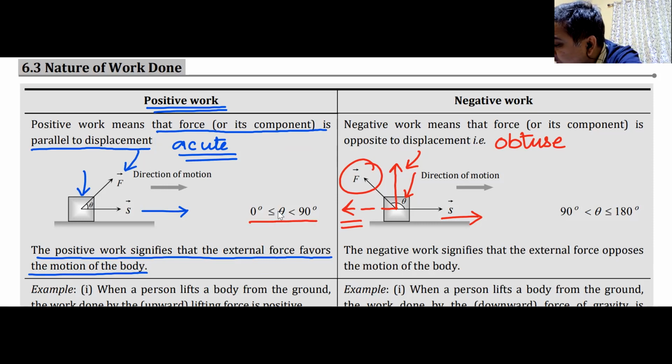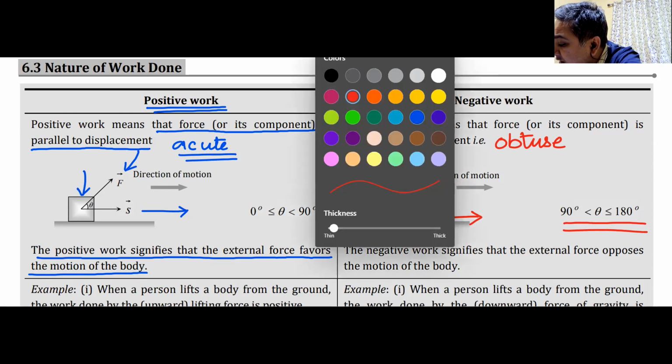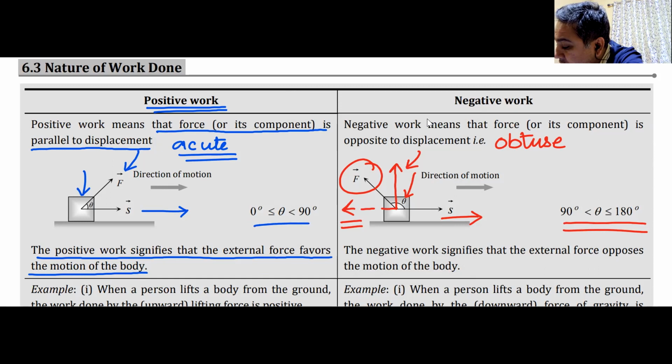If you can see here, you have obtuse angle. If you see here, you have acute angle. Do we understand this? So if the angle is acute, work done would be positive. If the angle is obtuse, work done would be negative. If you understand this, no need to write this. But if you can write this, it is good to have it in a tabular form.